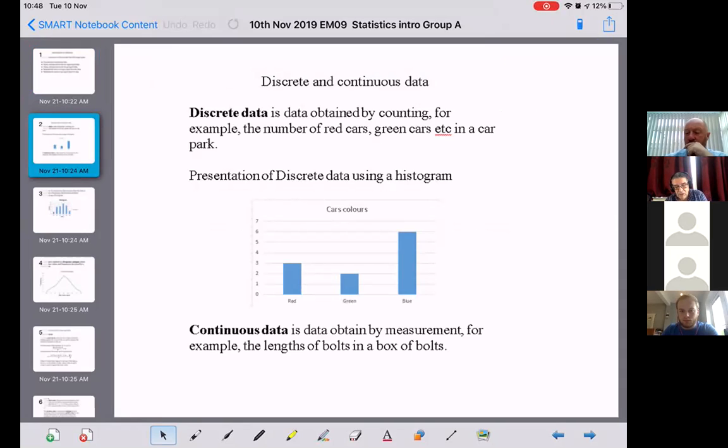Continuous data, on the other hand, is usually obtained by measurement. For example, the length of bolts in a box of bolts, so that they can take any value as opposed to being whole number values. You wouldn't have half a green car or 3/4 of a red car in a car park. Yeah, but you can with continuous data. The values take on any value between two limits, usually. Okay, so that's the difference between what's called discrete and continuous data.